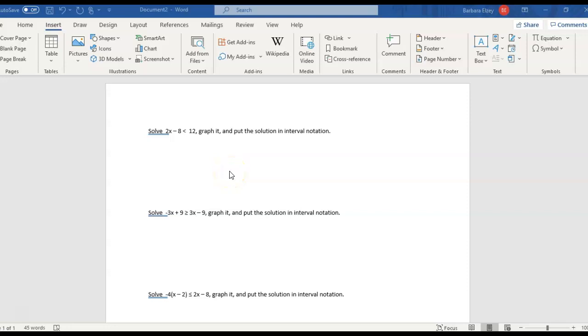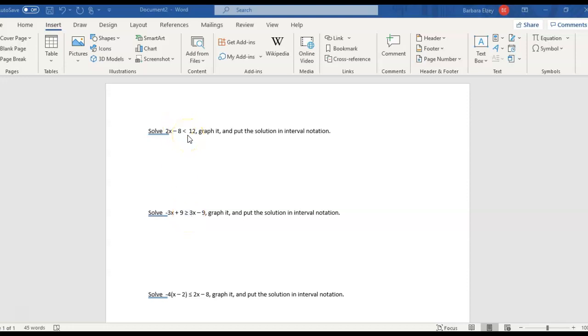Okay, so we're going to solve inequalities and we're going to graph them, and then we're going to put them in interval notation. And probably the biggest thing people have problems with is putting them in interval notation. So we'll take a good hard look at that. Now, to solve an inequality like this, and we know it's an inequality because it has a less than, or a greater than, or greater than or equal to, or less than or equal to.